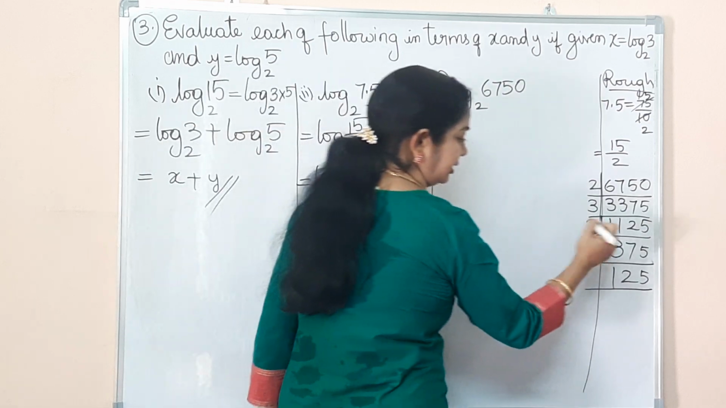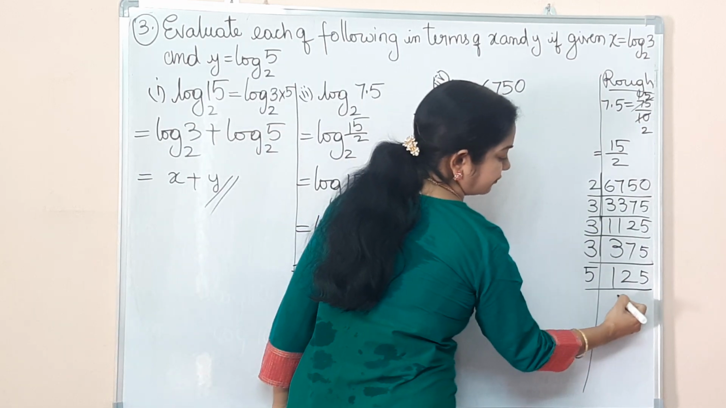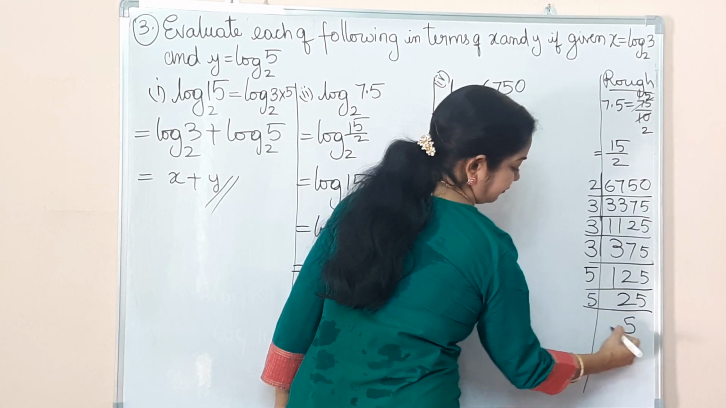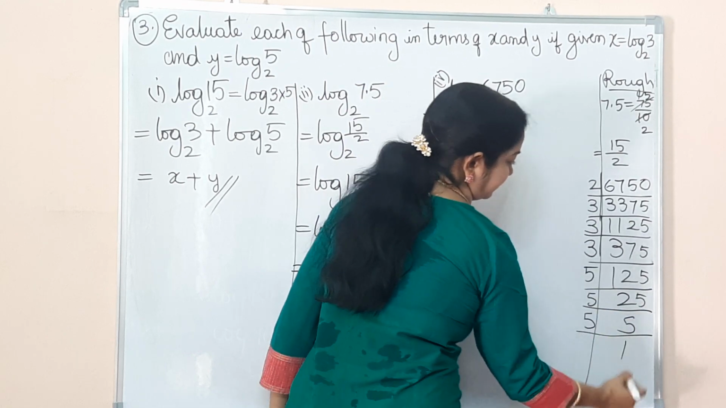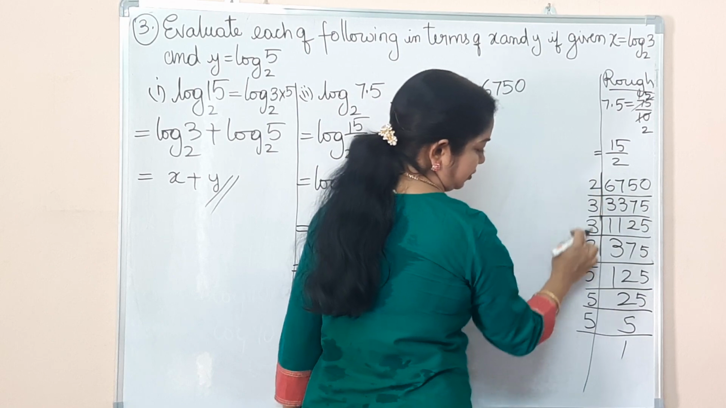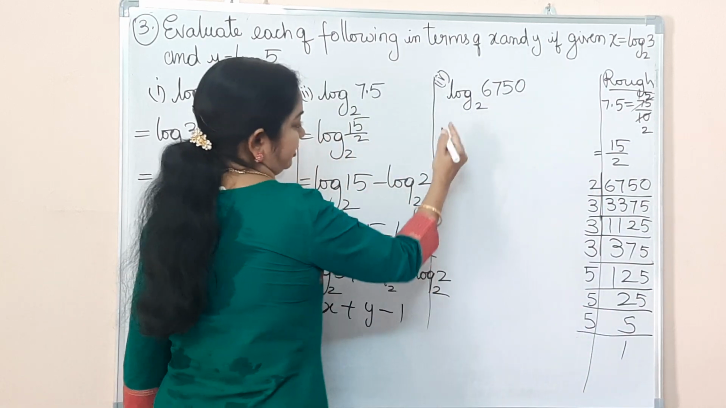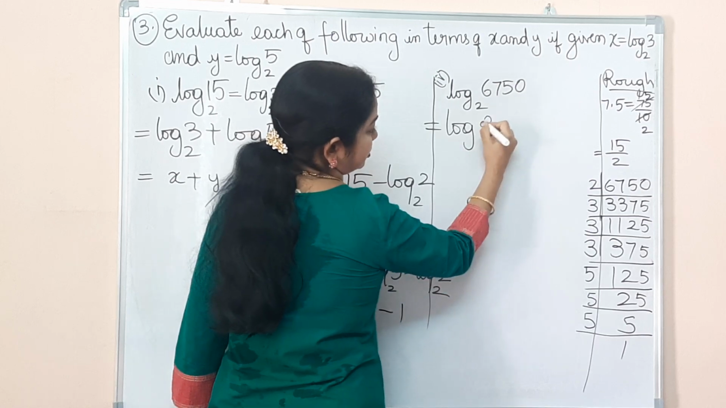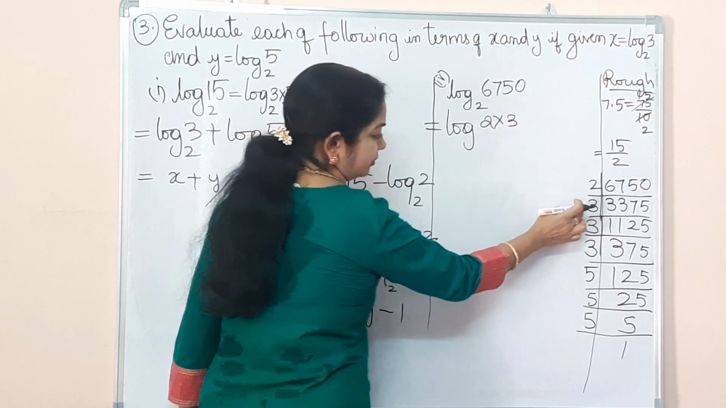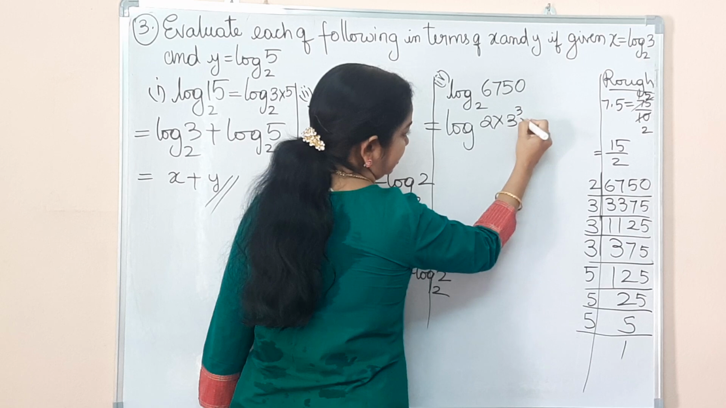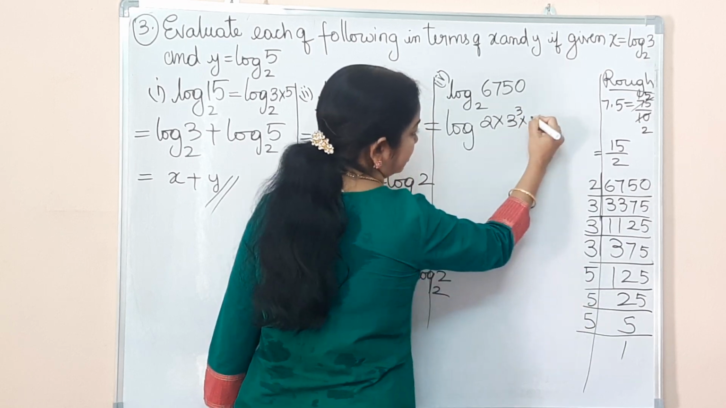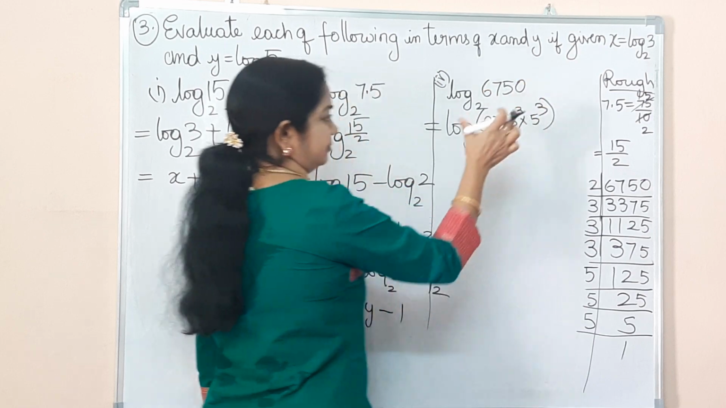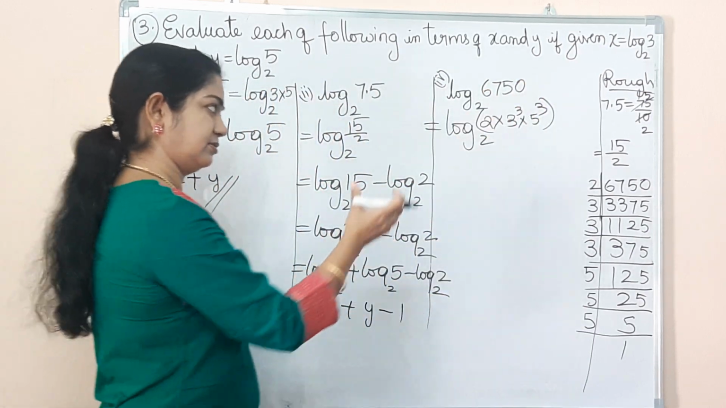So let's see the next prime, that is 5. 5 2s are 10, 5 5s are 25. So 5 5s are 25, 5 1s are 5. So 6750 we got all the factors. Now let's write these factors here. 2 into 3, how many? 1, 2, 3. 3 raised to the power 3 and 5 raised to the power 3. Simply, I got it into the factorization process.